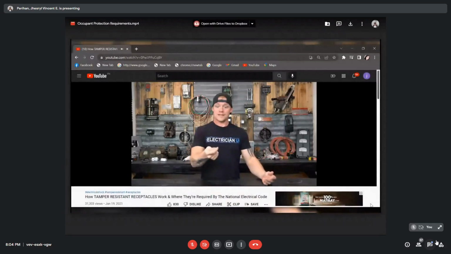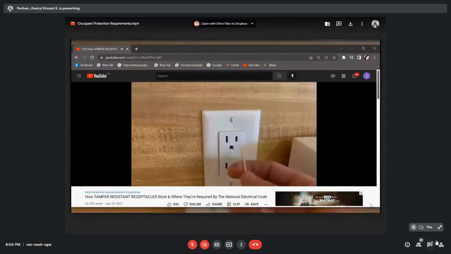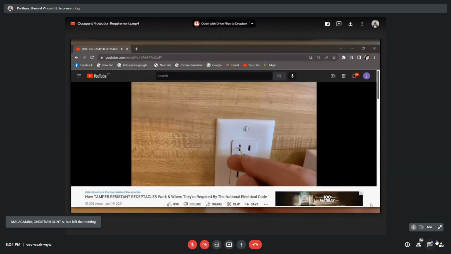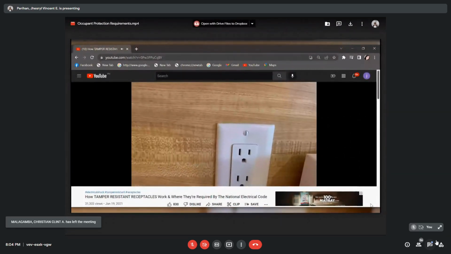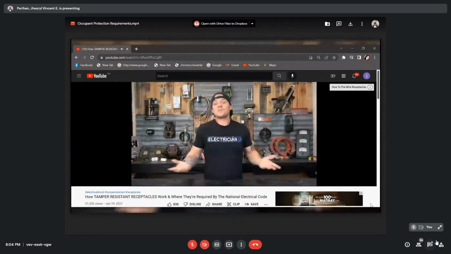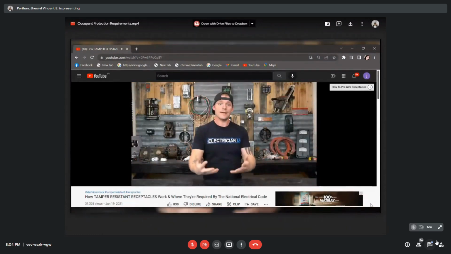If you try to stick something in just one side, those little springs won't release and the doors won't flap open. One of them won't even flap open. So you have to apply equal pressure with both prongs to be able to plug something in. That's really the best thing for keeping children from getting electrocuted.